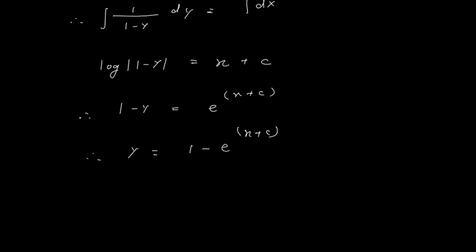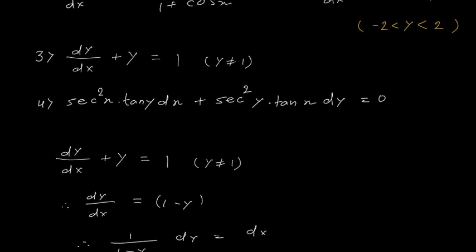What I have done, this minus y will move right, so it will become plus y, and this e power x plus c will move to left, it becomes 1 minus e power x plus c. So this is our general solution. So this is your third question.